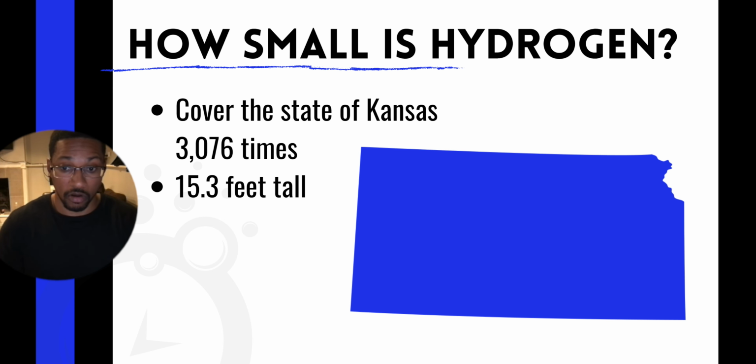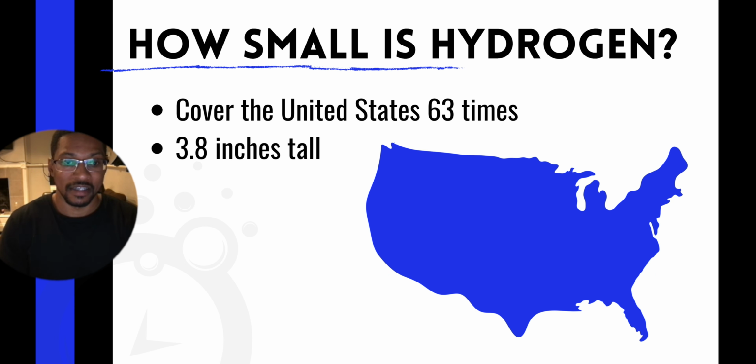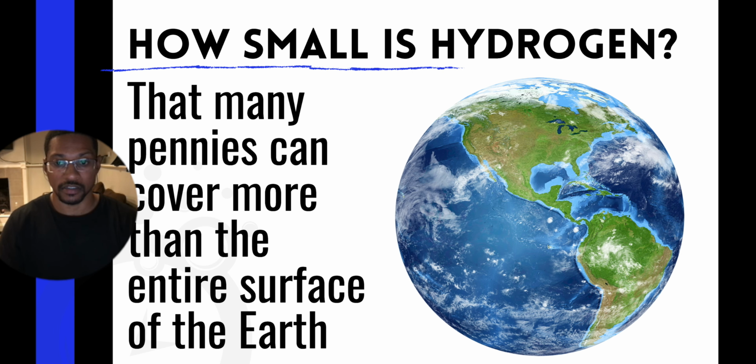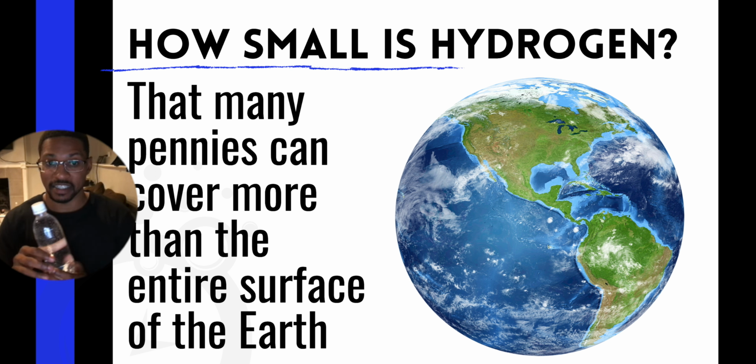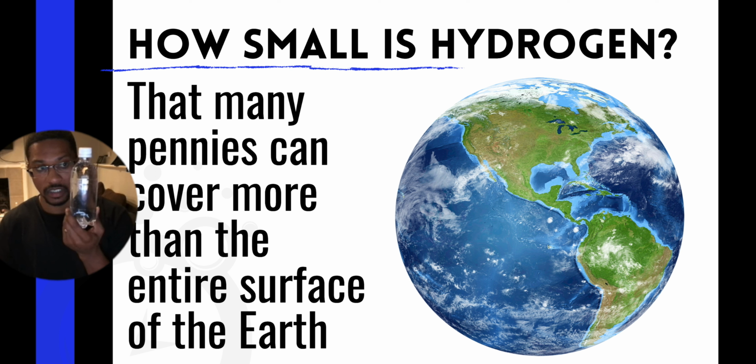basically about 5 meters tall. That's a ton of pennies, right? It's a crazy amount of pennies. In fact, it's enough pennies to cover the entire United States 63 times, or 63 layers, up to about 4 inches tall. And it's enough pennies to cover the entire surface, every square foot of the earth itself. So, although this is only 1.5 ppm, or milligrams per liter, we actually have a lot of H2 molecules in here.